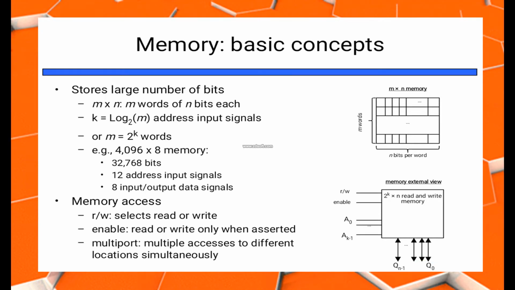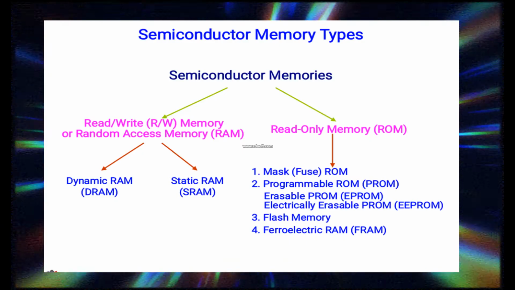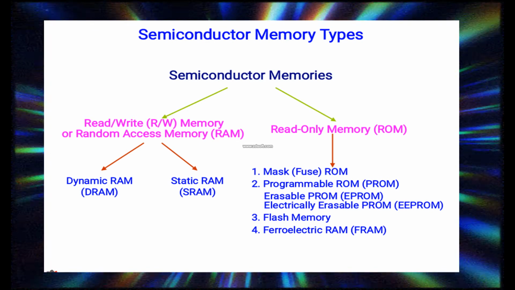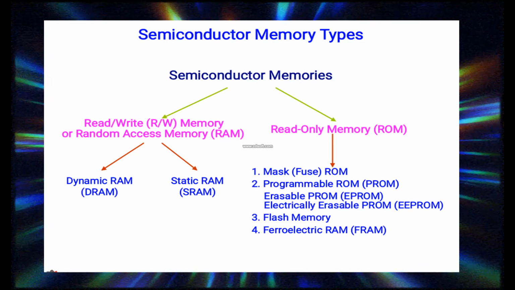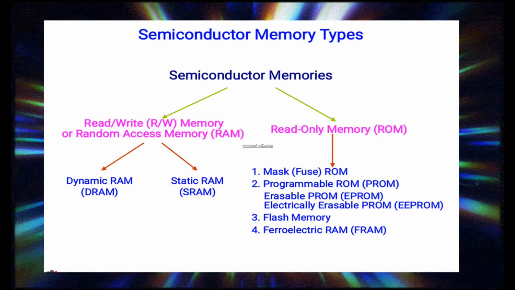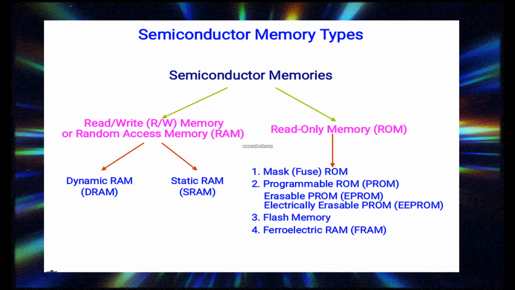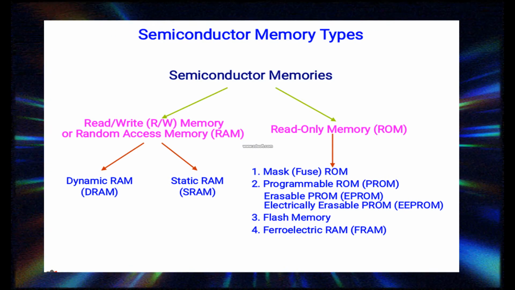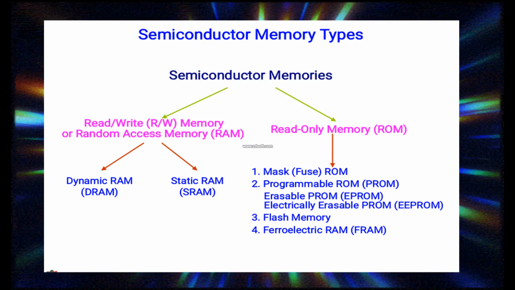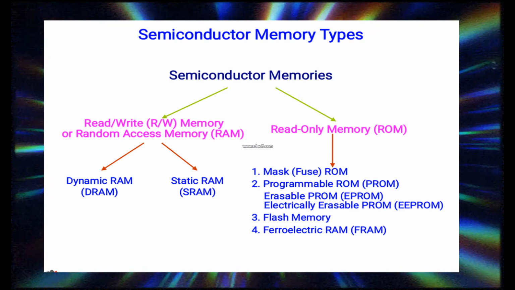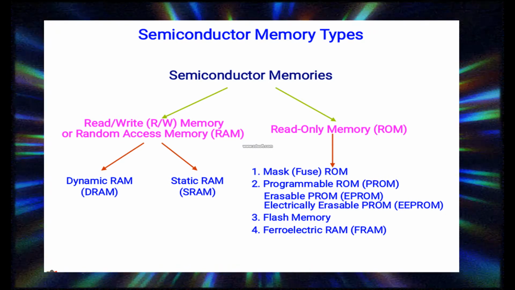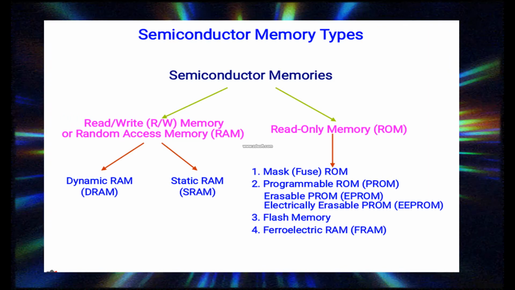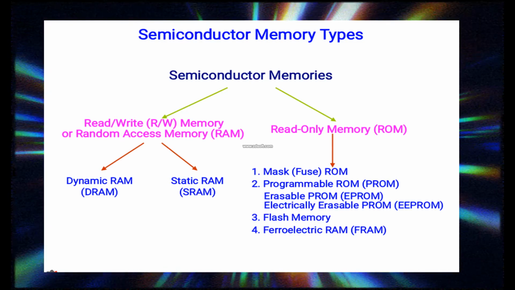Memory access: read, write, enable, multiport. This is the branching for the semiconductor memories: RAM and ROM, that is read write memory, also called random access memory, and ROM means read only memory. RAM is further divided into dynamic RAM, DRAM, and static RAM, SRAM. Read only memory, ROM, has several types: mask ROM, fuse ROM, programmable ROM, that is PROM, erasable ROM, EPROM, electrically erasable ROM, EEPROM, and flash memory, and ferroelectric RAM, that is FRAM.